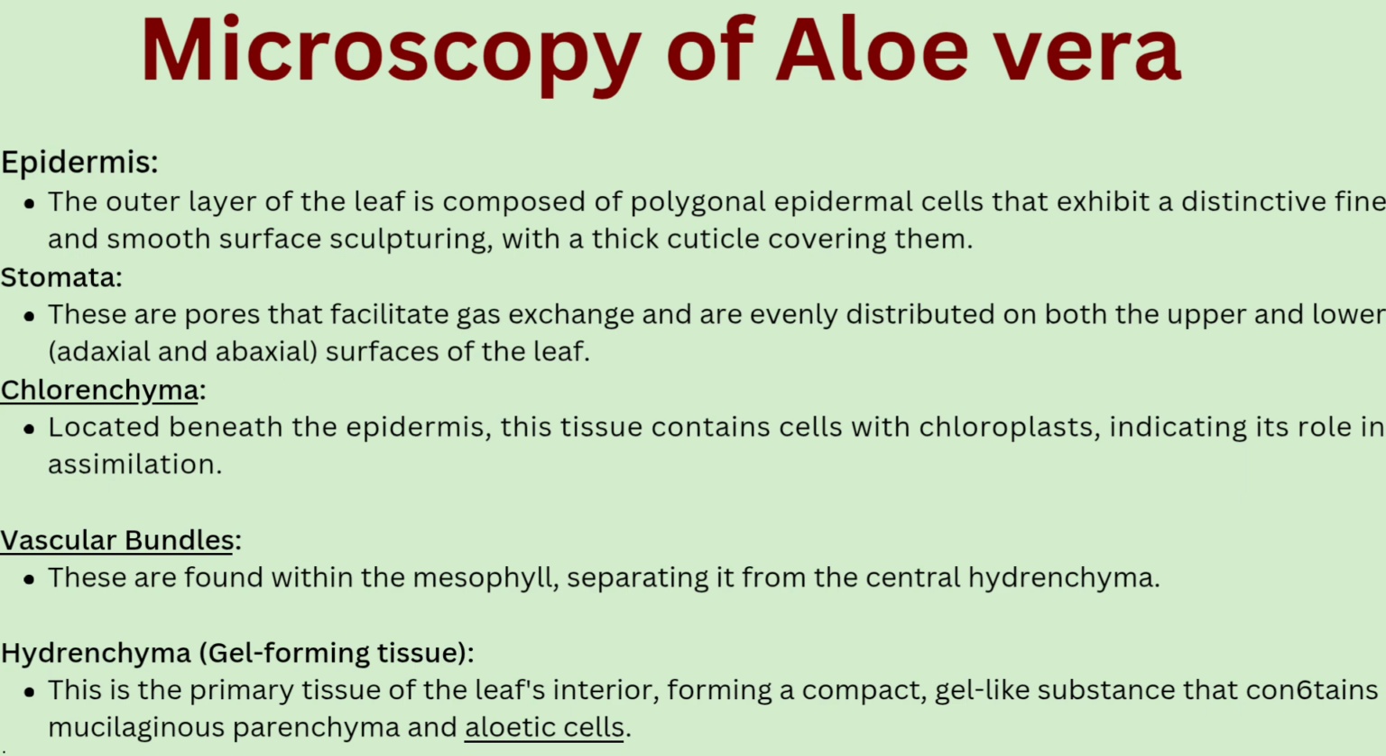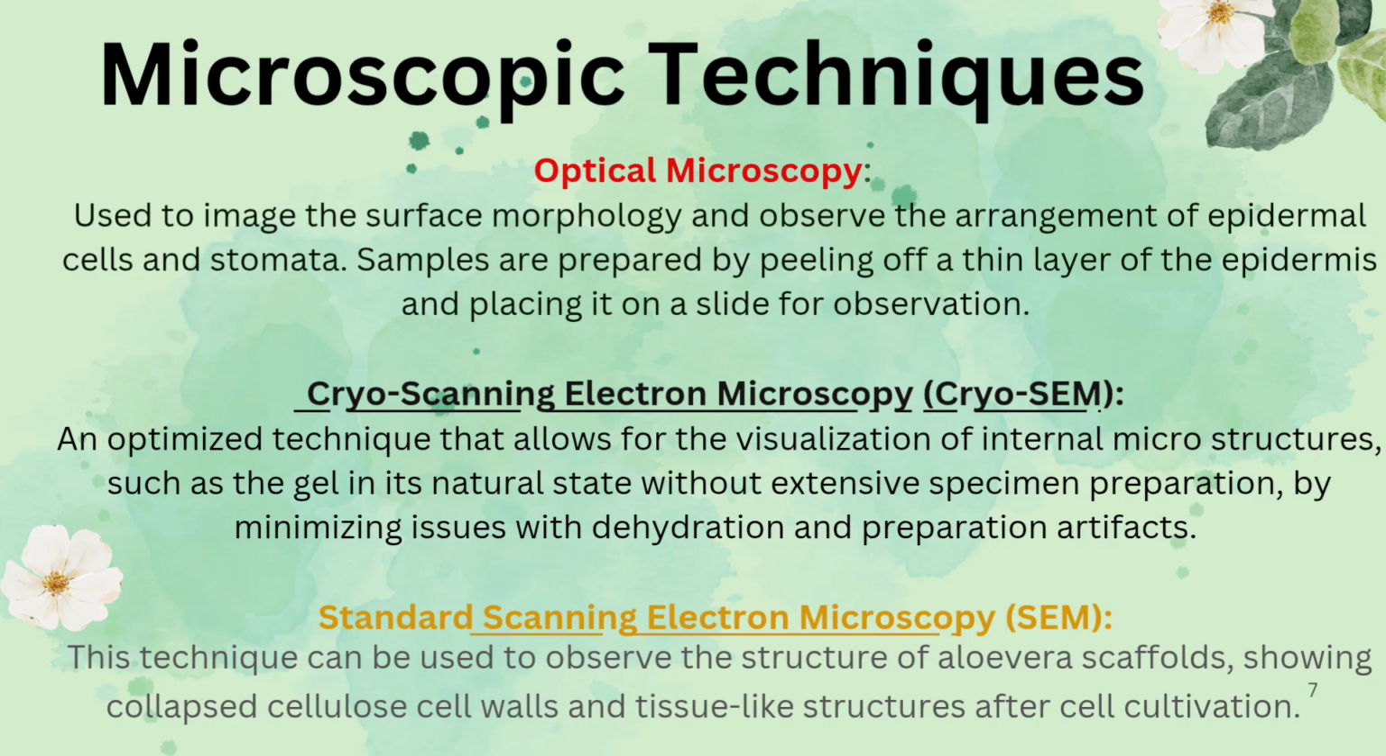Chlorenchyma, located beneath the epidermis, this tissue contains cells with chloroplasts indicating its role in assimilation. Vascular bundle, these are found within the mesophyll separating it from the central hydrenchyma. Hydrenchyma, this is the primary tissue of the leaf interior forming a compact gel-like substance that contains mucilaginous parenchyma and aloin.